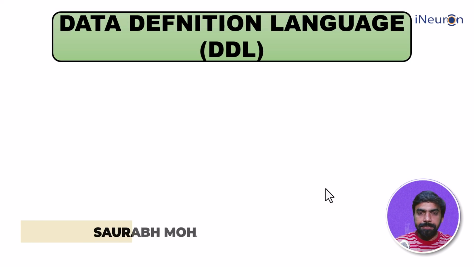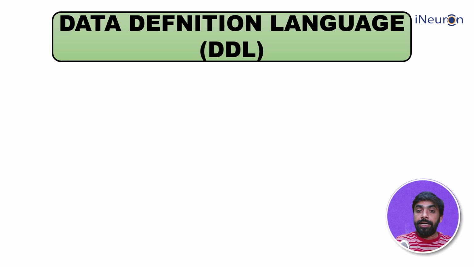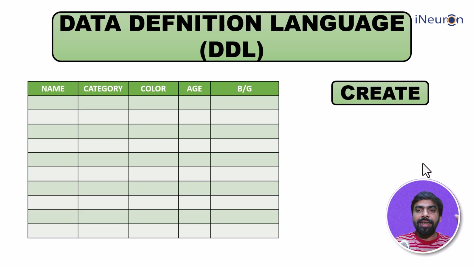All right, students, so let's move on to the next one, which is data definition language commands in SQL. Let me take you back to the same example that we were discussing, that is creating a database of your wardrobe. The first thing that you need to do is to give attributes to every cloth, for example, attributes like name, category, color, age, and whether they're bought or gifted. So the first thing that you need to do is to create the attributes, that is, create columns of those attributes. So create is our first data definition language command.